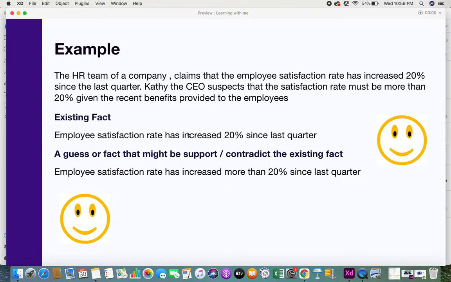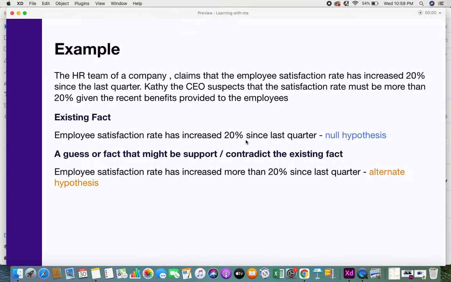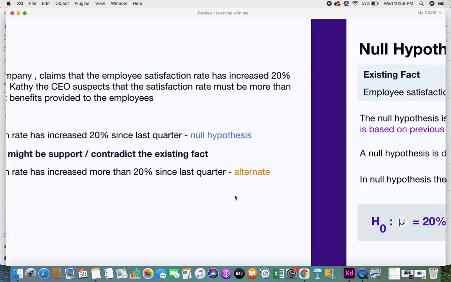When you take these two, we can classify them. The first one, the employee satisfaction rate has increased 20% since last quarter, becomes the null hypothesis. And the second one, the employee satisfaction rate has increased more than 20% since last quarter, becomes the alternate hypothesis. So now I'll explain why they become the null and alternate hypothesis.